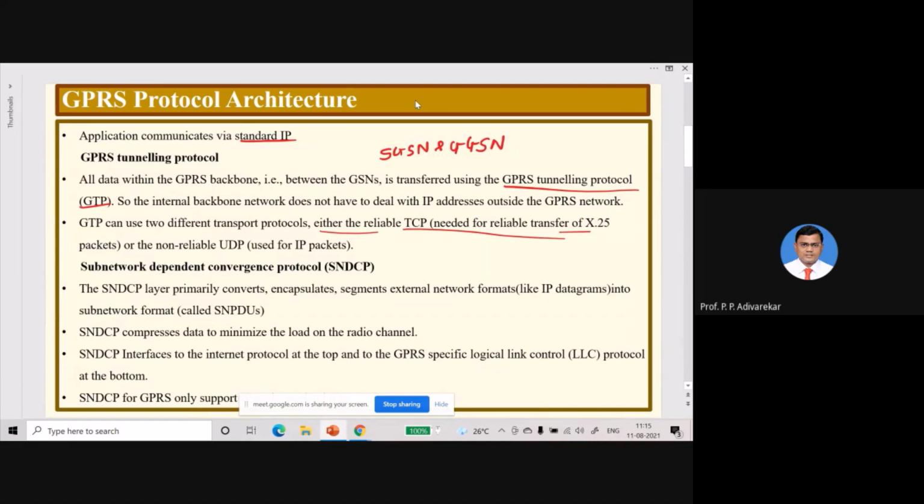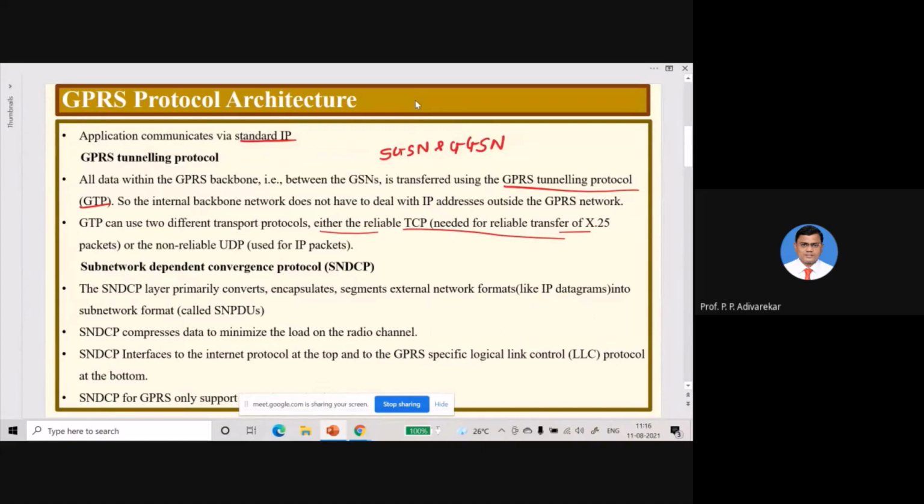And if the external data network is using simple IP as the network layer protocol, then you can go for UDP, because UDP works well with IP, which has no restrictions, but X.25 forces reliable data delivery. So you have to go to TCP if the external data network is using X.25. Otherwise, UDP can be useful. That is the job done by GTP: depending on the external network, choose the appropriate transport layer protocol and deliver the packet.